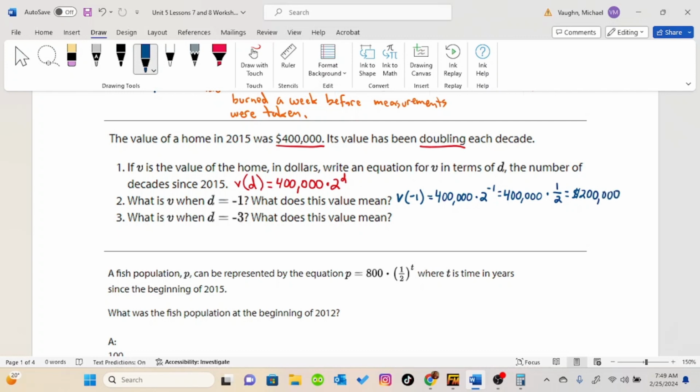What does this value mean? It means the home was worth $200,000 one decade before 2015, or in 2005, because a decade is 10 years, so 10 years before 2015 would be 2005. The value of the home was $200,000.